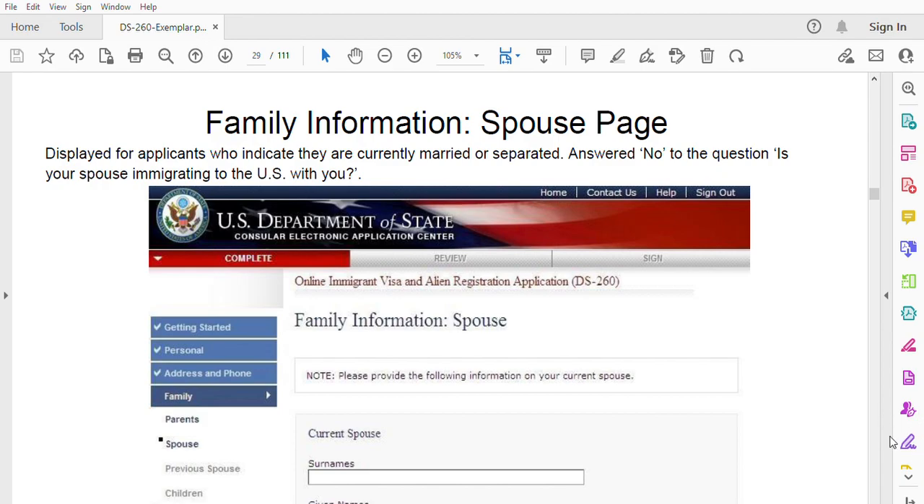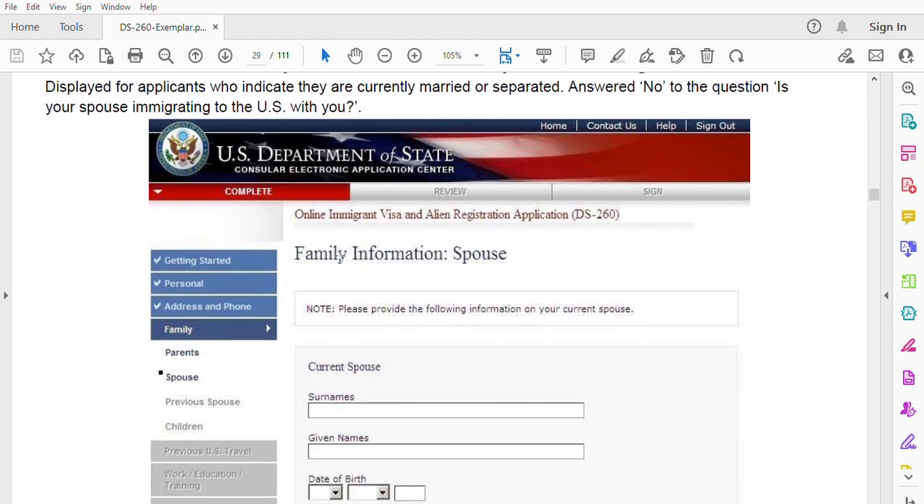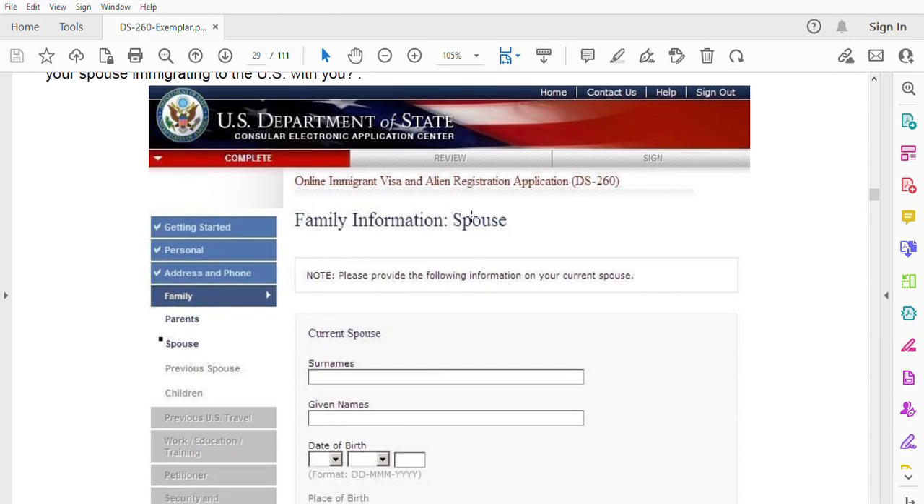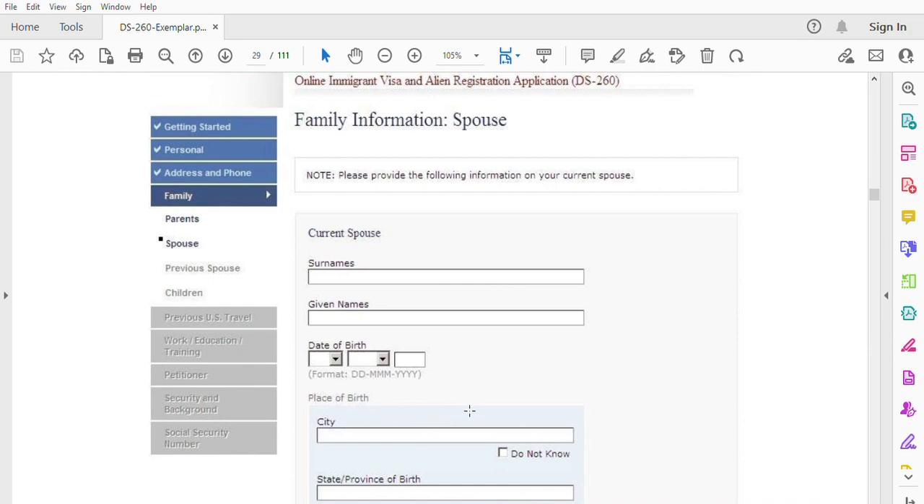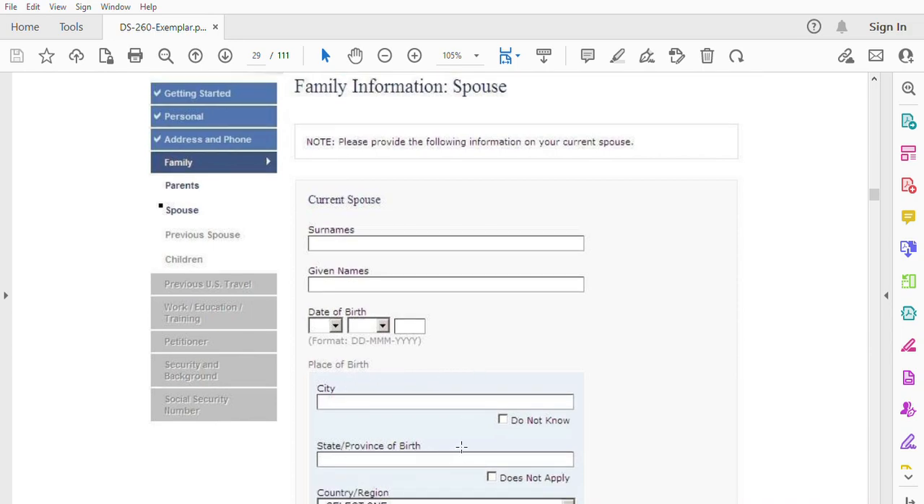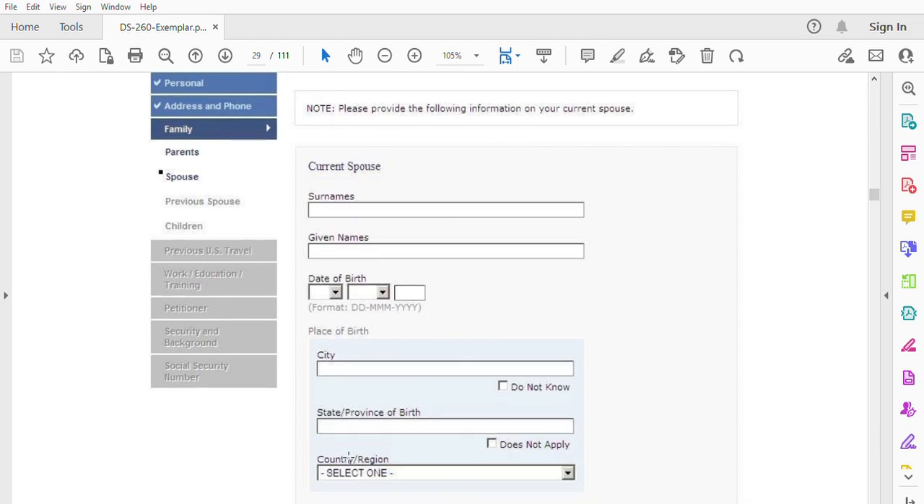So we stopped here. Let's get started with the family information spouse page. This is the family information spouse, and this is the petitioner. You will need to put the last name here, first name, date of birth, city, and state or province of birth. In my example, the city will be Kinifra, then select the region.